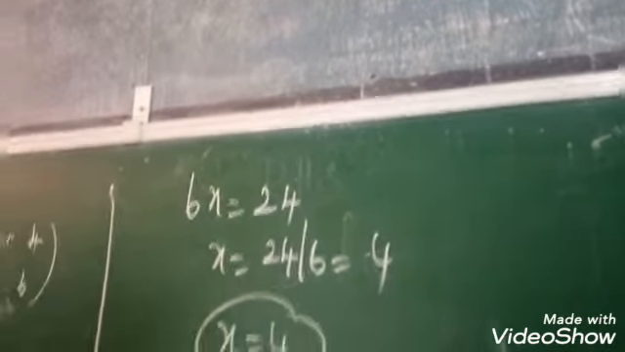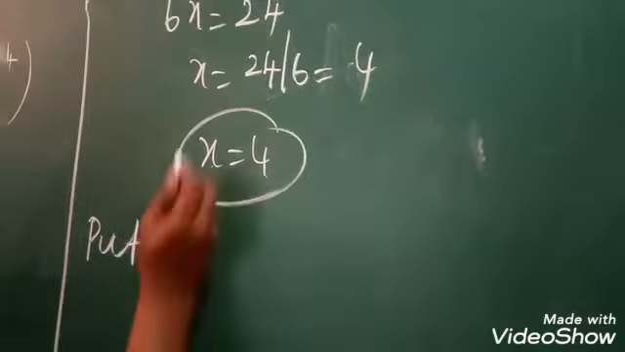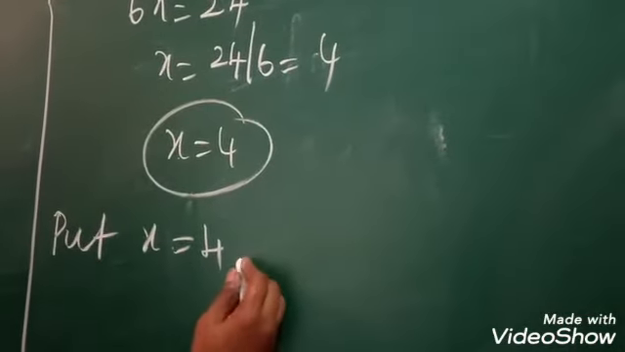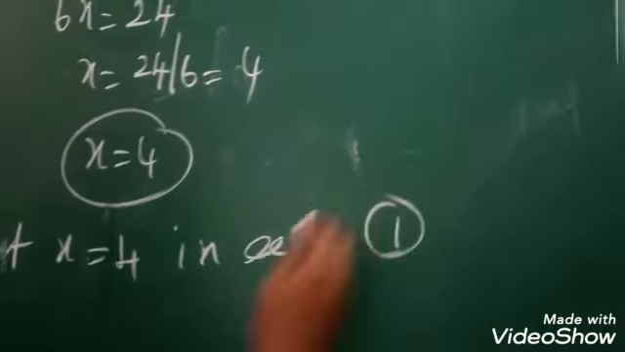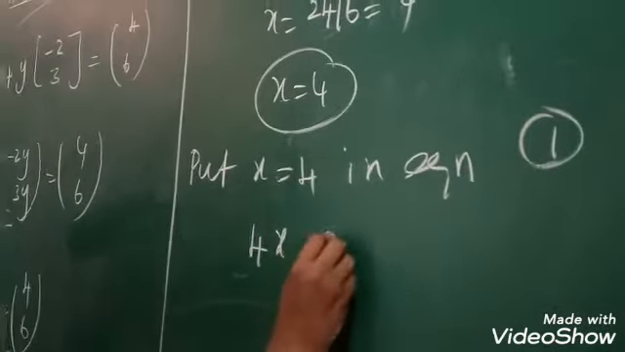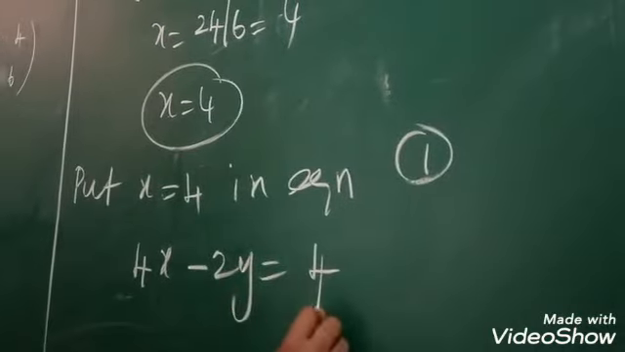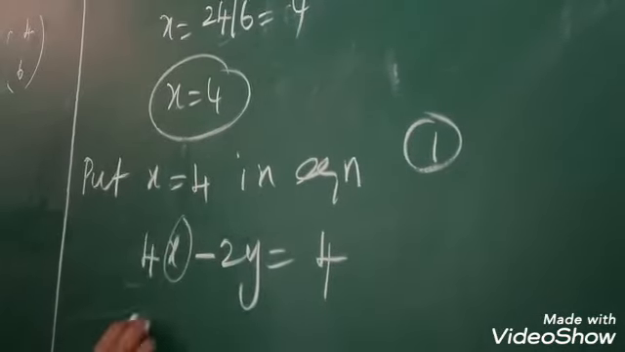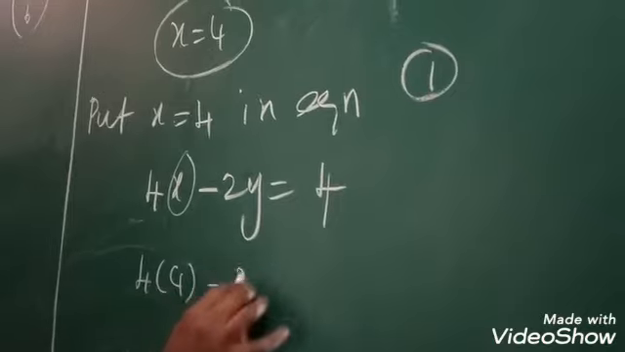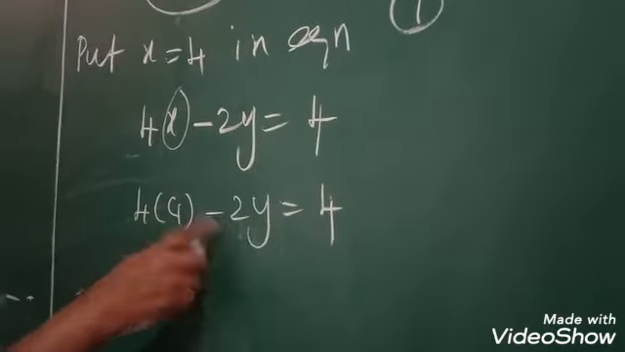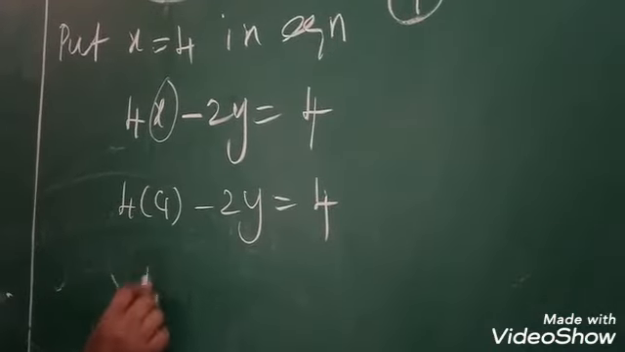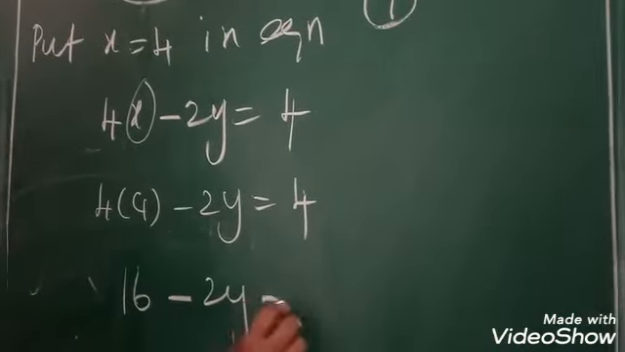Okay girls, now put x is equal to 4 in any one equation. Put 4 in equation number 1. Equation number 1 what? Yes, 4x minus 2y is equal to 4. Instead of x you will put 4. 4 into 4 minus 2y is equal to 4. Now we are going to find the value of y. So 4 into 4, 16, minus 2y is equal to 4.